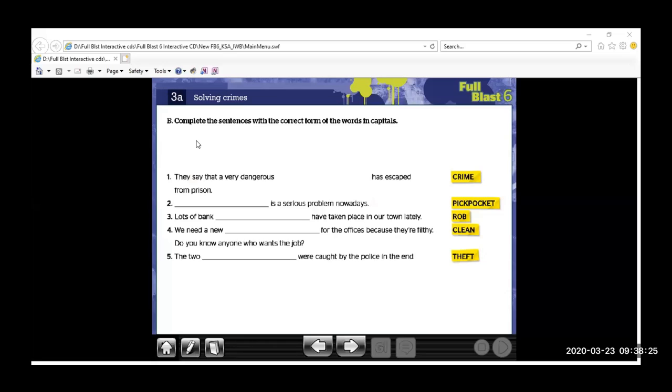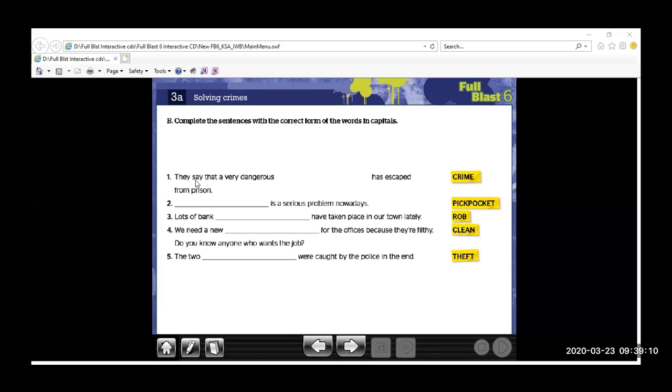This is from yesterday. Complete the sentence with the correct form of the words in capital: crime, pickpocket, rob, clean, and theft. Who wants to answer number 1? Raise your hand and I will choose you. Here you are. Criminal, teacher.